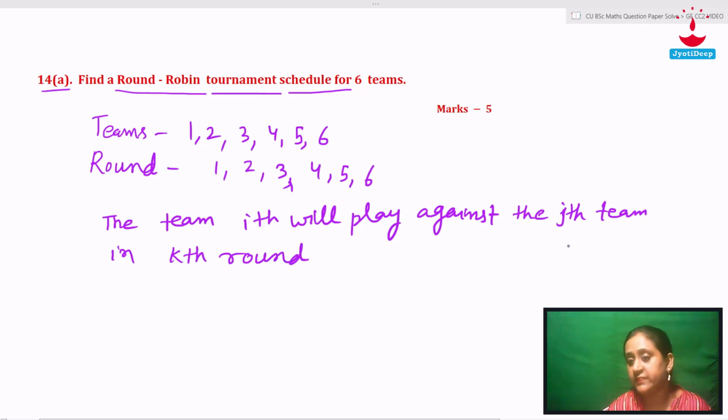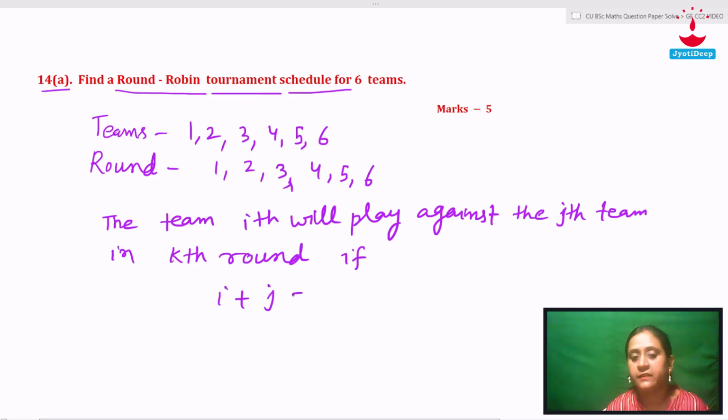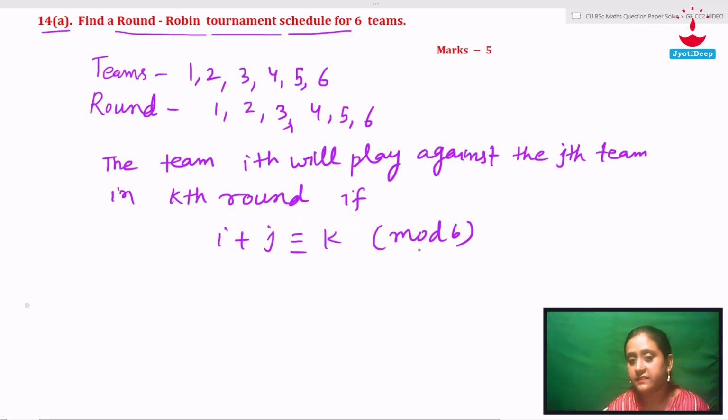Team i will play against team j in the kth round if i plus j is congruent to k under mod 6. Since there are 6 teams, we use mod 6, and i plus j means the ith team plays the jth team in the kth round. Suppose k is equal to 1.